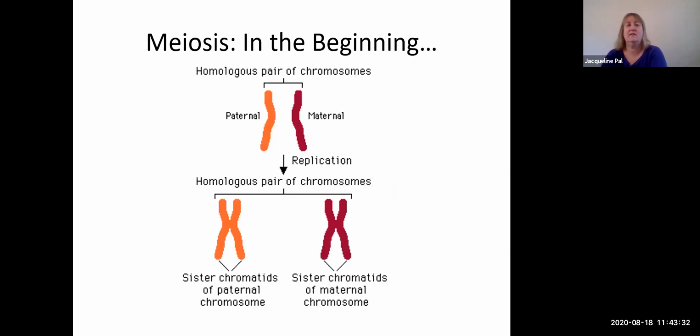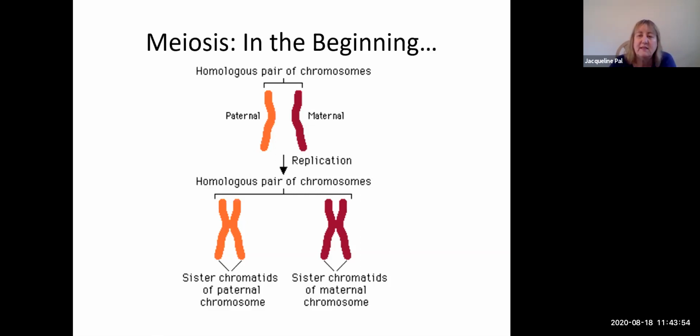So in the beginning, we have this homologous pair of chromosomes, and this particular orange is coming from the dad and red is coming from the mom. And so we are going to have our one duplication, and now we still have homologous pairs of chromosomes, but each one has a pair of sister chromatids.